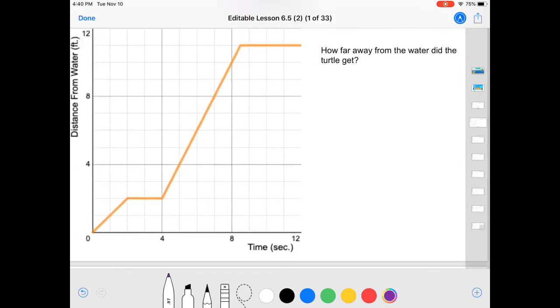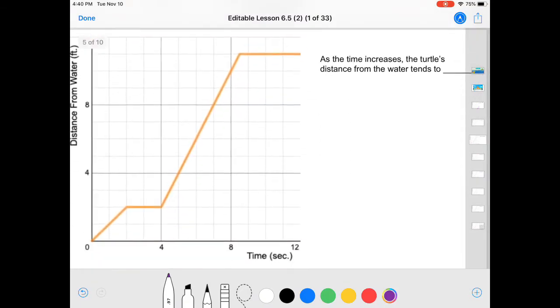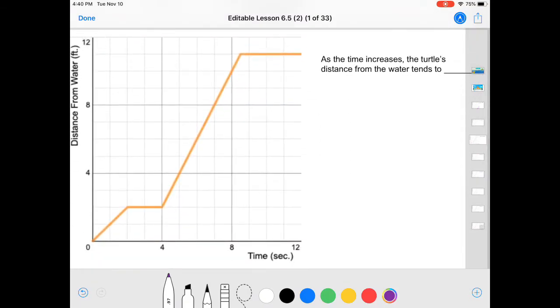Question 2, how far away from the water did the turtle get? The turtle starts off being 0 feet away from the water. The turtle ends up here, and the y value there is 11 feet. The turtle gets 11 feet away from the water. As the time increases, the turtle's distance from the water tends to blank, increase. So as time increases, the distance tends to increase as well.